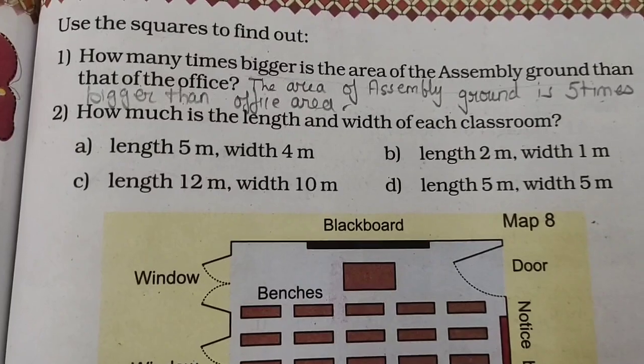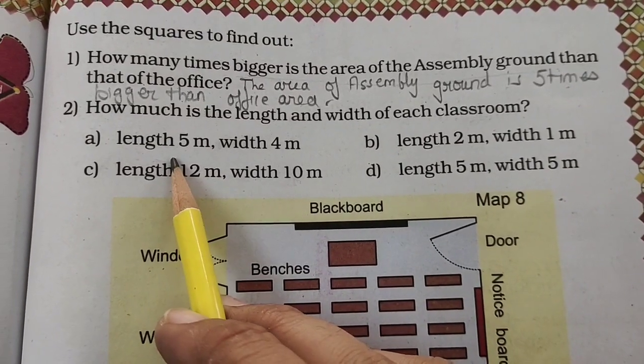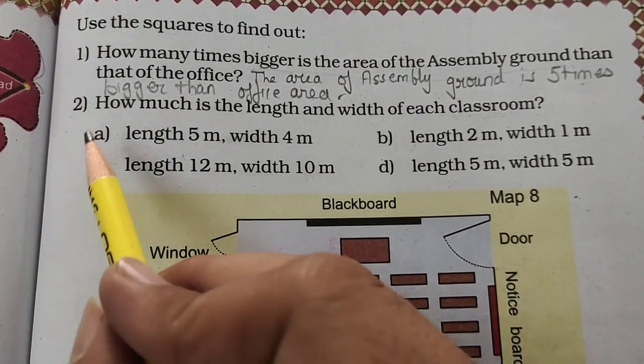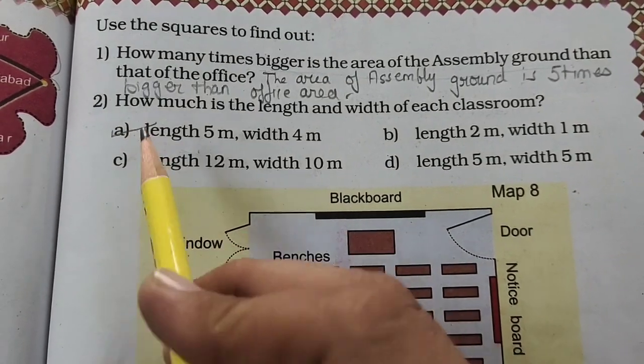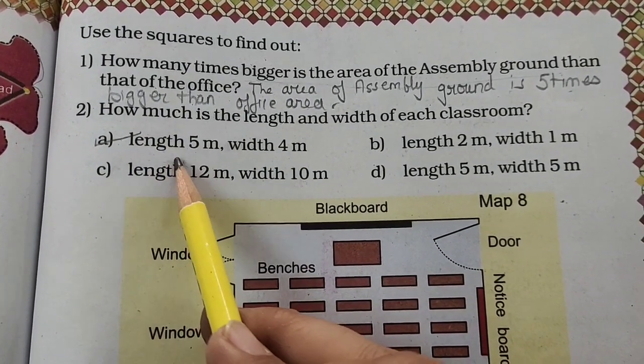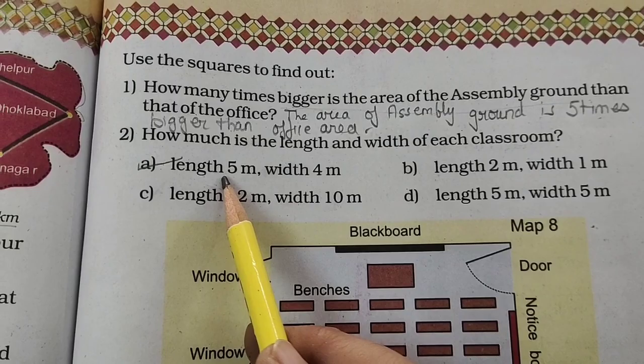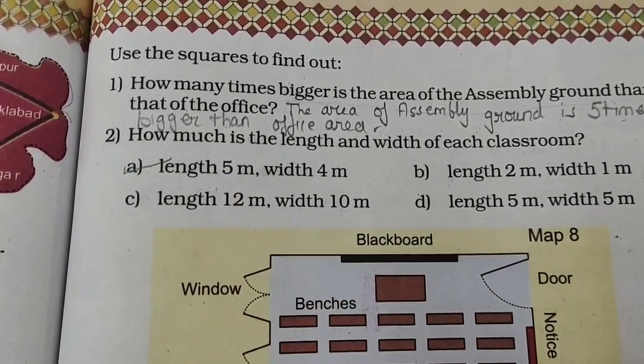So what will be the options here? See, here the options are given. So we can take 5 meters as the length and width as 4 meters. So the option is A. Okay students, when you are writing down this option, you are supposed to show the calculation which I have done on the notebook.